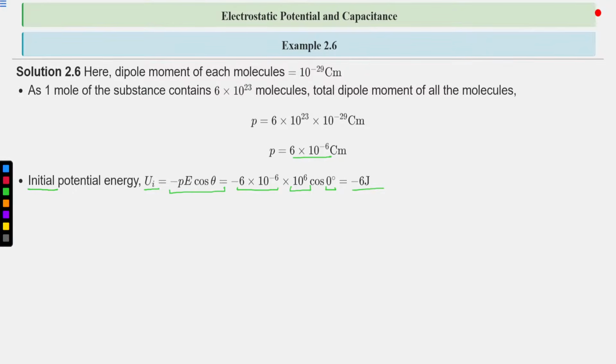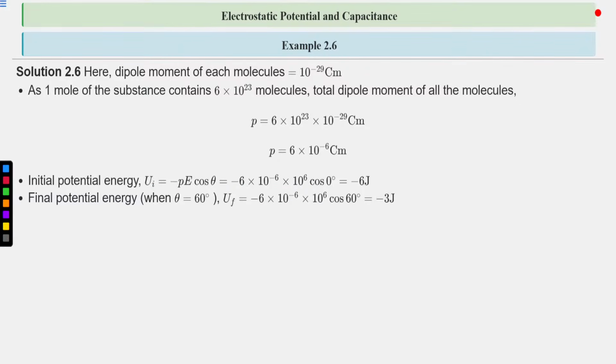Understood? Now, what is the final potential energy? What is meant by final potential energy? It is when we change the direction of the electric field by 60 degrees. So now the dipoles are in a horizontal position, and we suddenly change the direction of the electric field. Now the angle between the dipole moment and the electric field becomes 60 degrees.